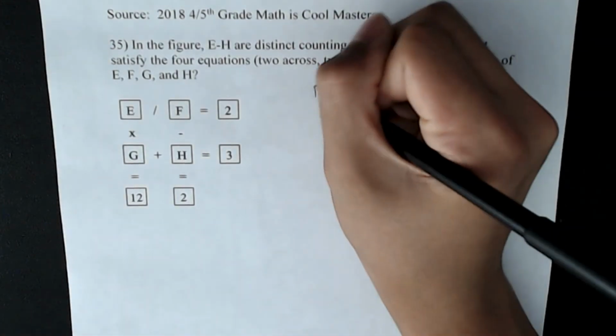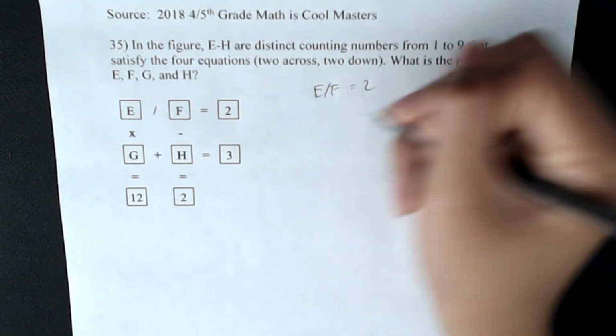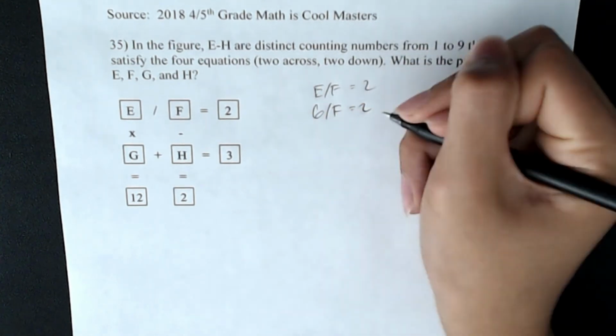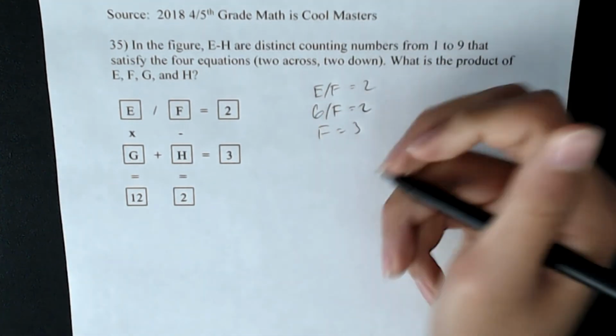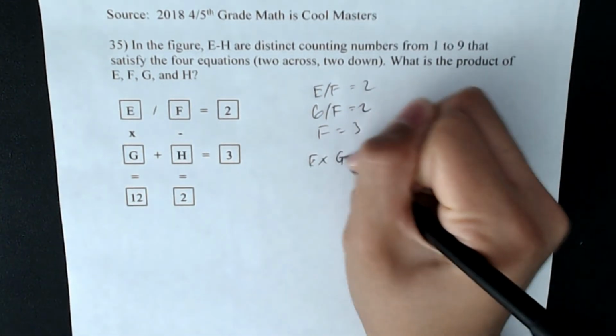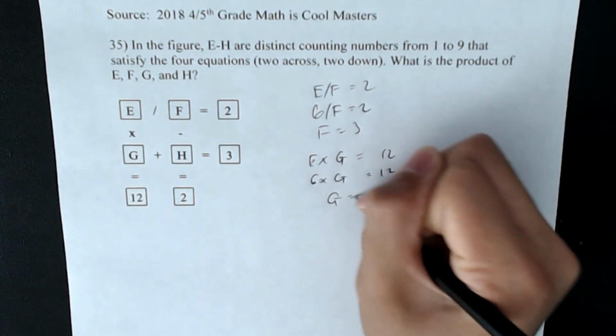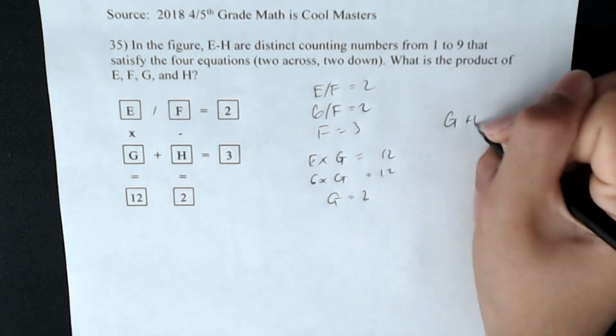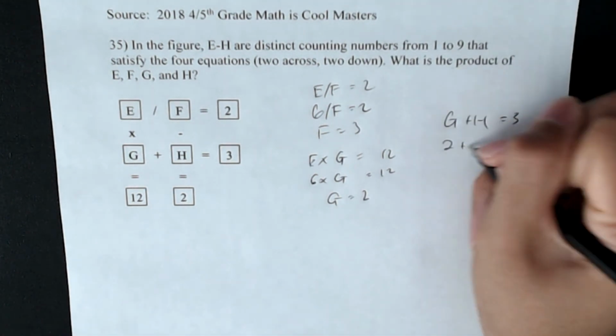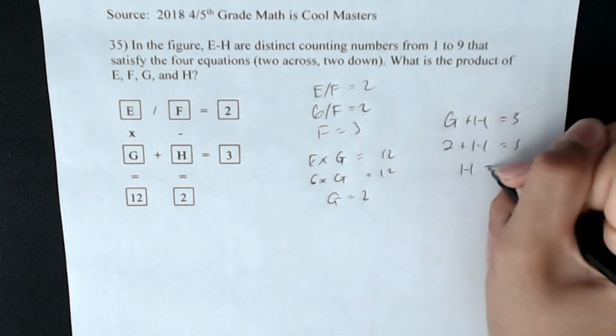Then, e divided by f equals 2, 6 divided by f equals 2, and f equals 3. E times g equals 12, 6 times g equals 12, and g equals 2, and g plus h equals 3, 2 plus h equals 3, and h equals 1.